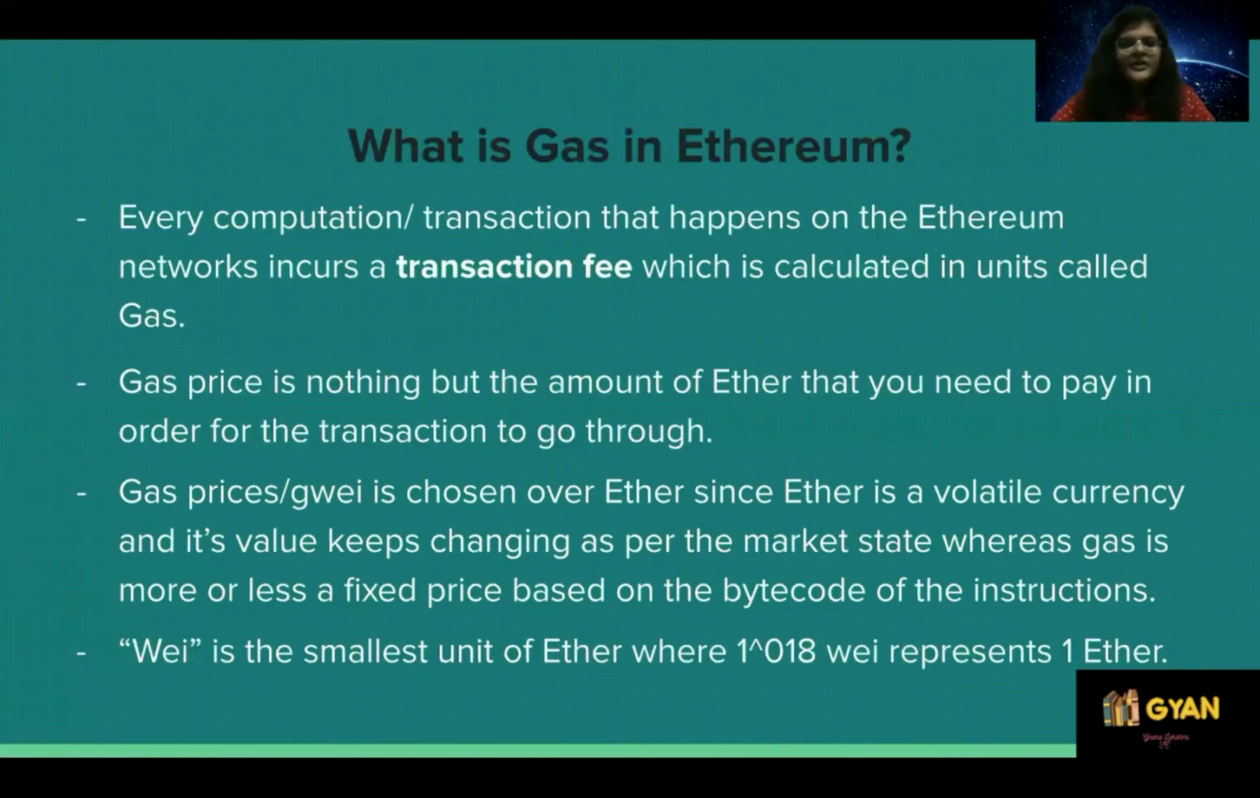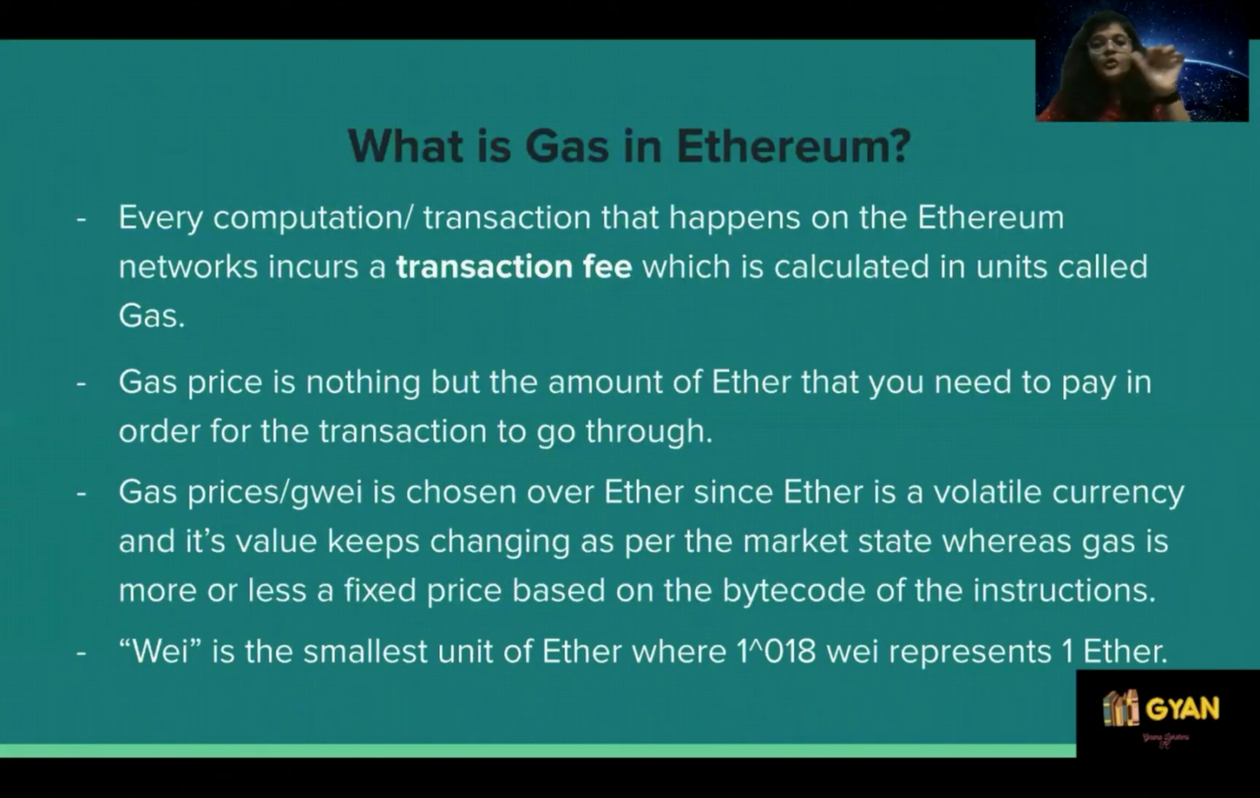That is nothing but WEI, which is the smallest unit of ether, right? Wherein 1 into 10 to the power 18 WEI represents 1 ether. So in order to calculate the gas price, we sometimes represent it in the form of GWEI, right? But if you want to see the gas price for each and every opcode, you will be able to find it on the internet easily. If you just Google something like a gas price opcode table, you will be easily able to get that. You can even get a matching GWEI to opcode conversion.